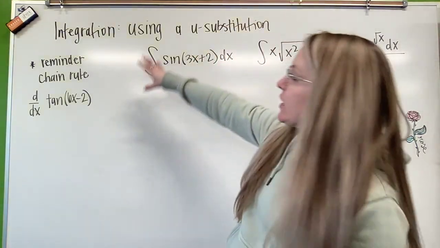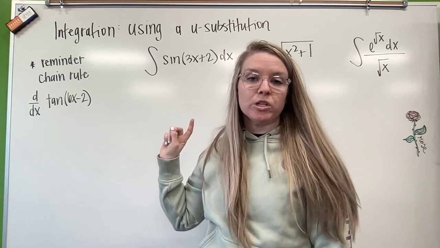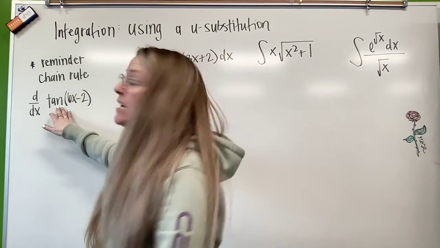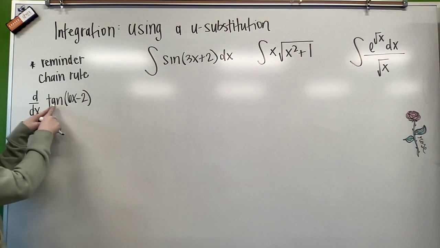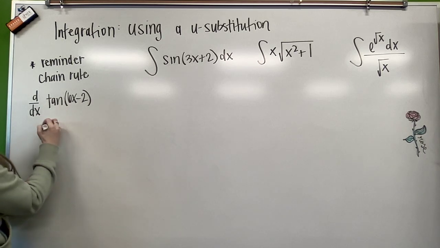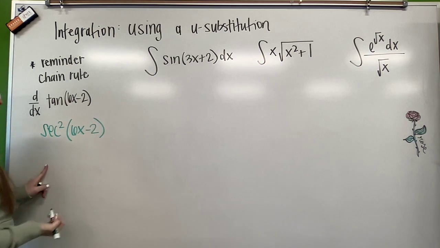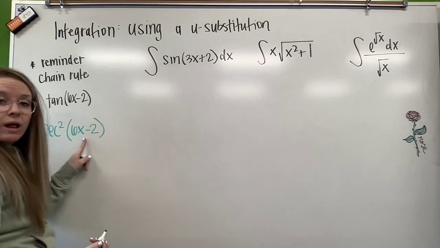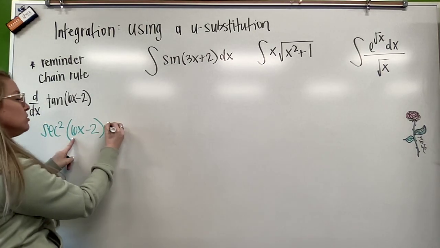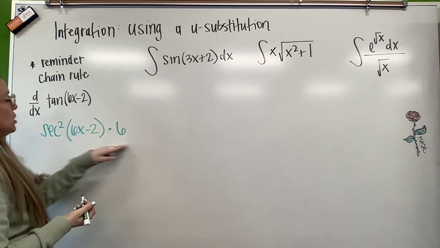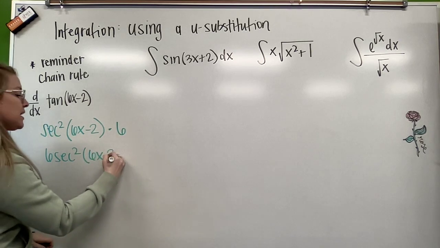Okay, so we're starting off with a reminder of how we do chain rule and why we need this U-substitution when we're doing our antiderivatives. If I take the derivative of the tangent of 6x minus 2, remember we take the derivative of the outside function, so the derivative of tangent is secant squared, and then I keep my inside function. And then with the chain rule, I'm going to multiply by the derivative of the inside, so the derivative of 6x minus 2 is 6. So the derivative here is 6 secant squared of 6x minus 2.